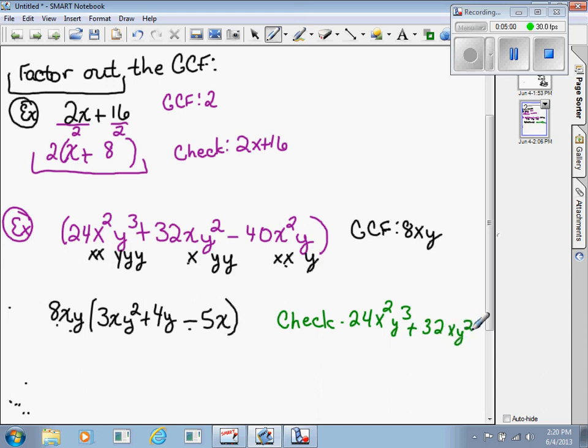Lastly, 8xy times negative 5x. 8 times negative 5 is negative 40. X times x is x squared, and the y. This is the same as our original polynomial, so we're good. We correctly factored out the greatest common factor.